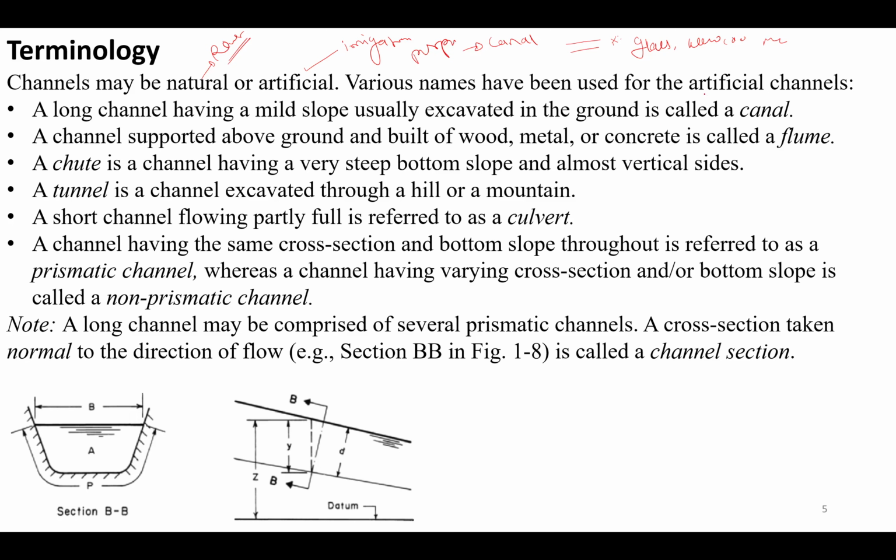Okay, so artificial channels have various names depending on the utilization. So what are the names? It is very important. A long channel having a mild slope. What is mild slope? We'll discuss in the gradually varied flow chapter, and here I have slides related to gradually varied flow. Later, after 1 hour, maybe we'll discuss all the slopes. What are the possible slopes in gradually varied flow? So this is very important.